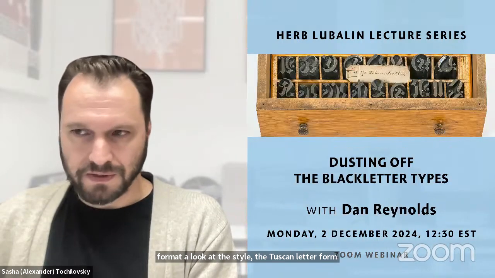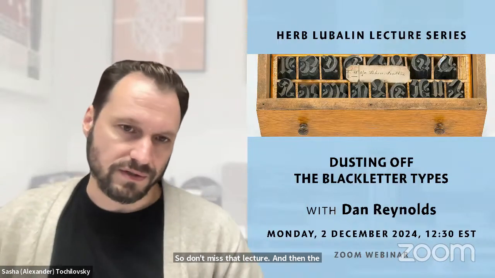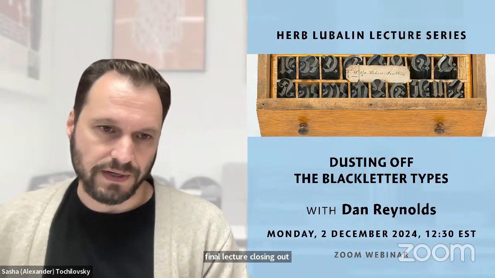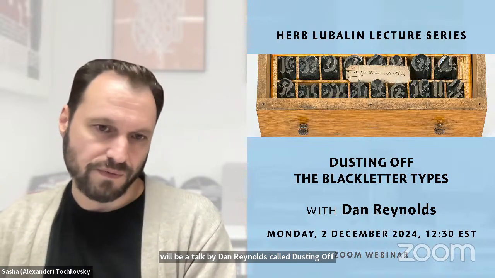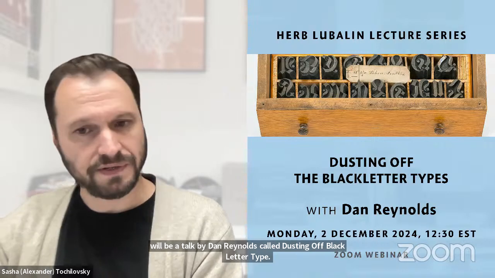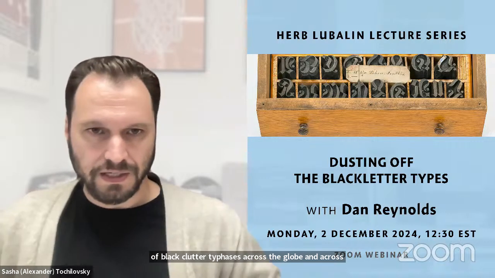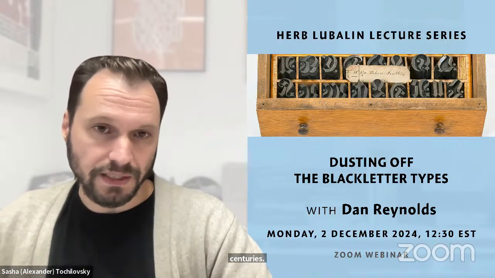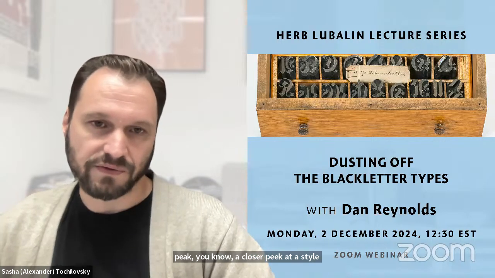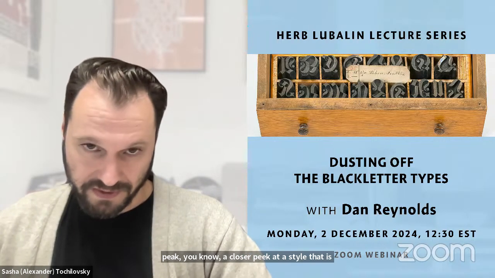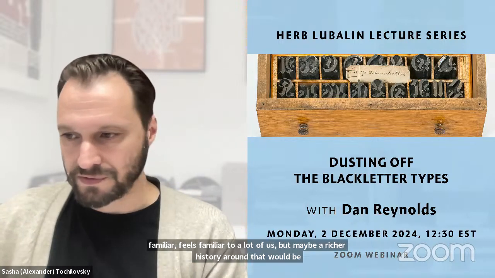And then the final lecture closing out the fall series of lectures will be a talk by Dan Reynolds called Dusting Off Black Letter Type. It'll be an overview of the formal and historical evolution of black letter typefaces across the globe and across centuries. So a closer peek at a style that feels familiar to a lot of us, but maybe a richer history around that would be intriguing for a lot of you.